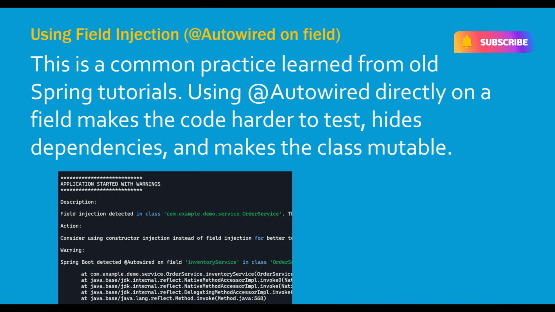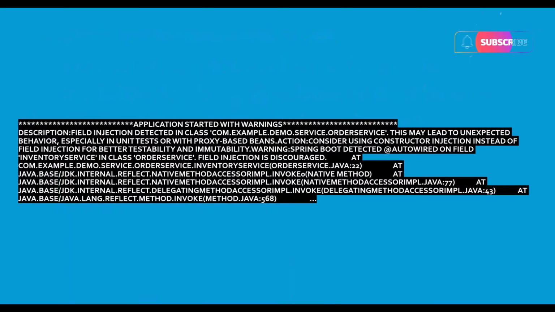So the alternative is that you have to go for constructor injection. This is what new developers always face, this particular problem. Now if you take a look at this stack trace, you will see the field injection is detected in that particular OrderService. So this might lead to unexpected behavior. Also, whenever you are dealing with test cases, this is going to be problematic.